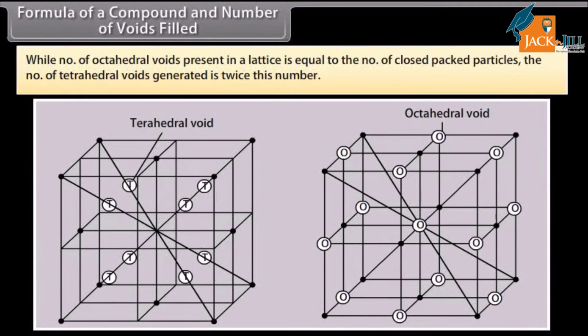Example: copper and silver. Formula of a compound and number of voids filled. While the number of octahedral voids present in a lattice is equal to the number of close packed particles, the number of tetrahedral voids generated is twice this number.